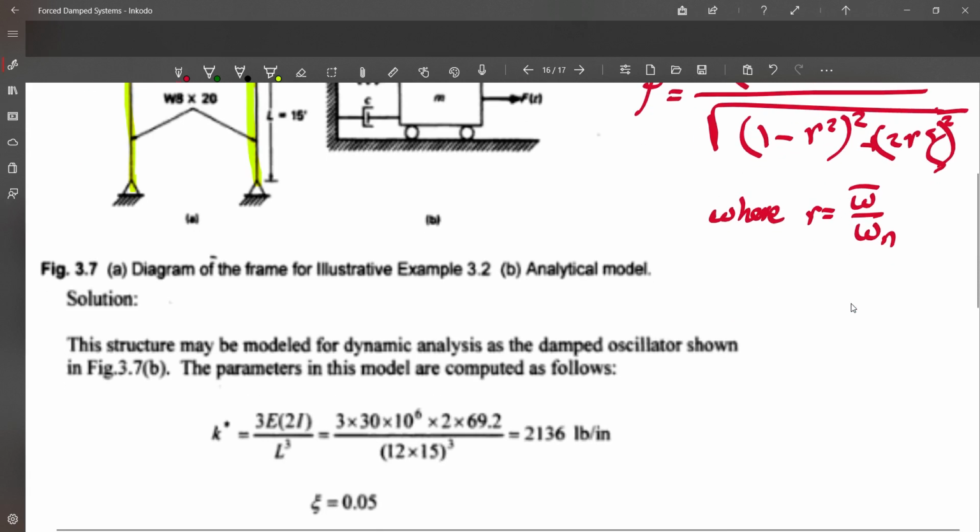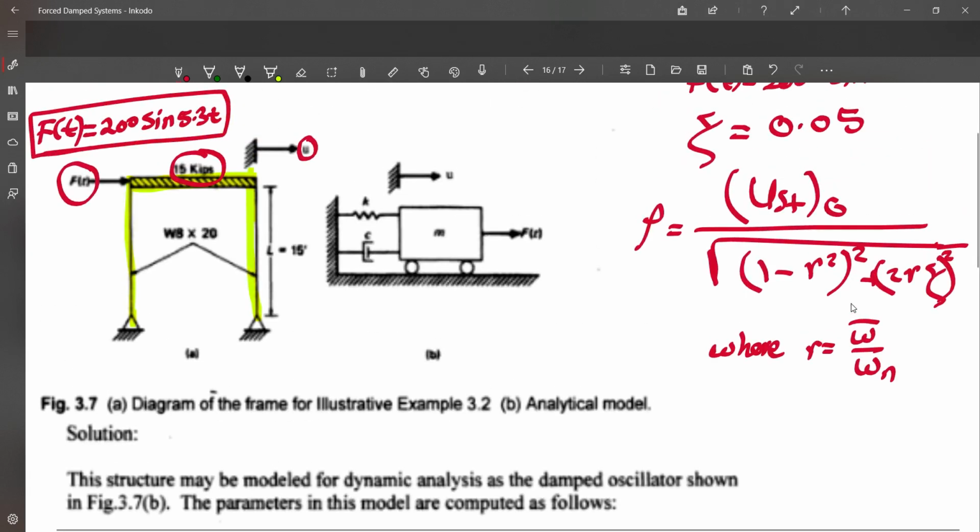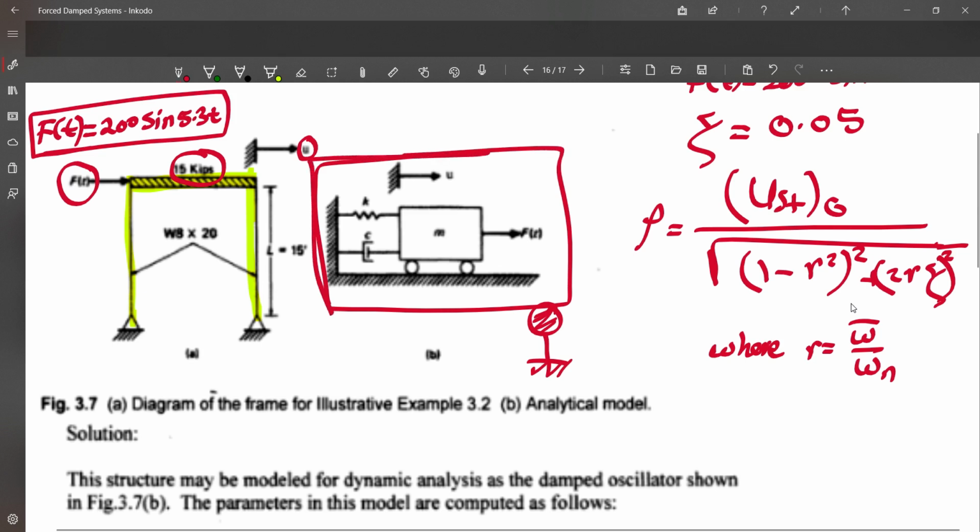The structure may be modeled. As you can see, this is our structure. It's a single degree of freedom system, or mechanical people like to put it like a trolley, with K and C. The columns are wide flange 8 by 20, which means that the section modulus and everything is known. And the height is known to be 15 feet. So everything related to the structure is known.